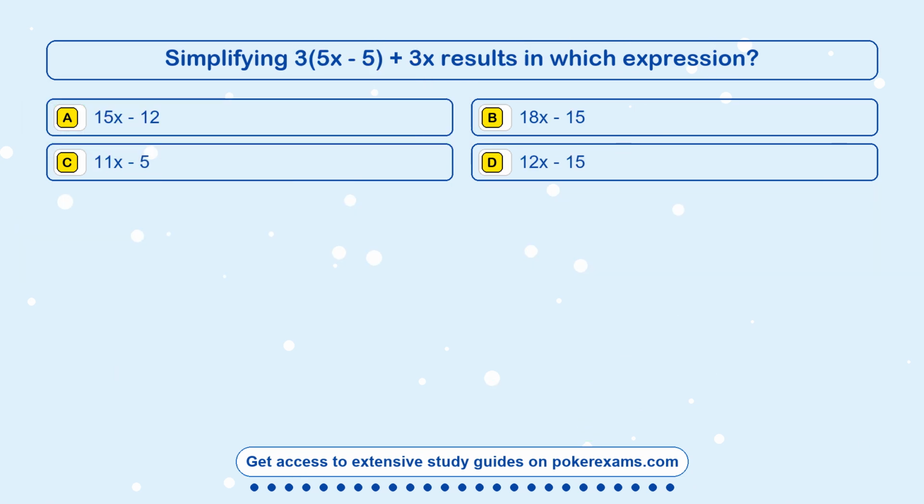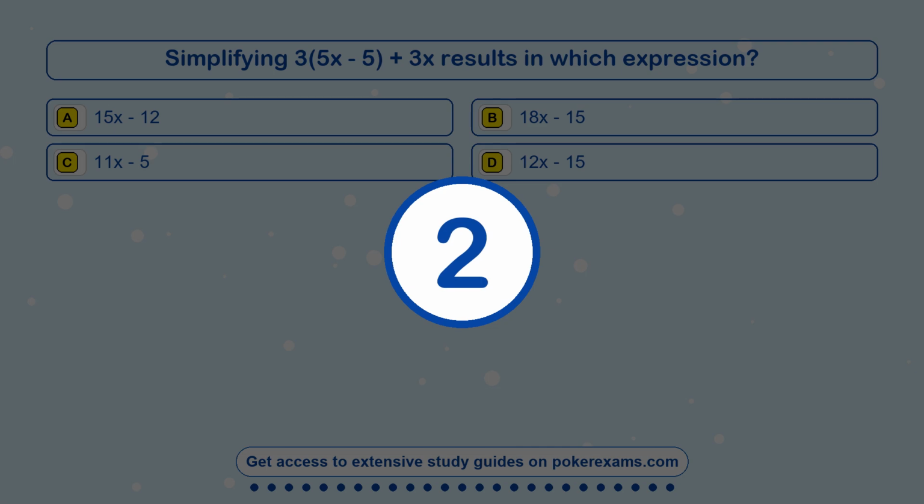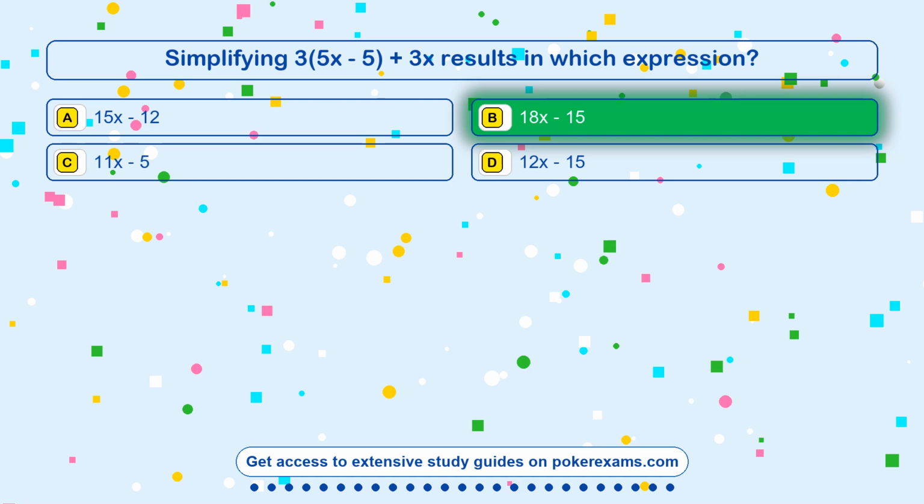Question 7. Simplifying 3(5x minus 5) plus 3x results in which expression? Option A 15x minus 12. Option B 18x minus 15. Option C 11x minus 5. Option D 12x minus 15. The correct answer is option B, 18x minus 15.